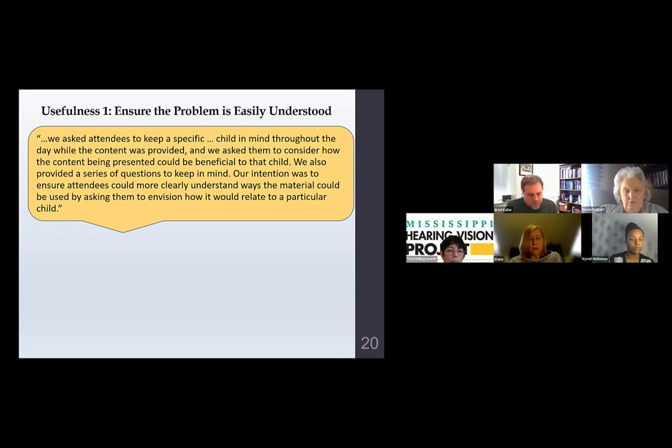So one grantee wrote, "We asked attendees to keep a specific child in mind throughout the day while the content was provided. And we asked them to consider how the content being presented could be beneficial to that child. We also provided a series of questions to keep in mind. Our intention was to ensure attendees could more clearly understand ways the material could be used by asking them to envision how it would relate to a particular child."